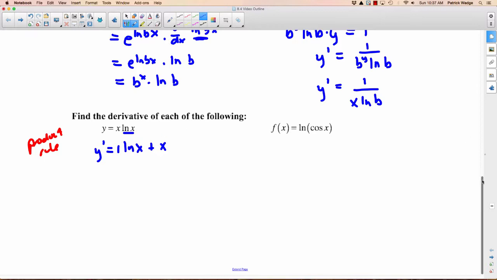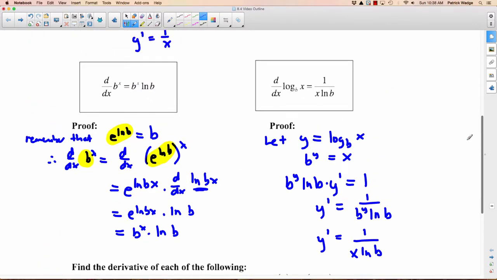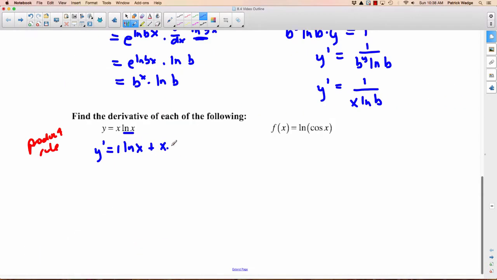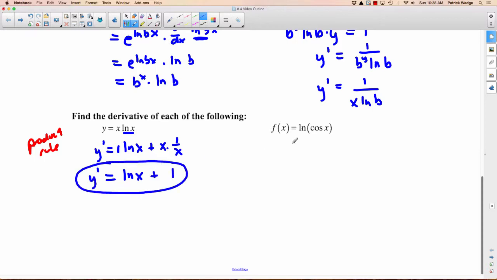Well, we just learned up here that the derivative of the natural logarithm of x is equal to 1 over x. So we're multiplying by 1 over x. Okay, so 1 times natural logarithm of x is just natural logarithm of x, and here you have x times 1 over x. The x's cancel, you're just left with 1. And there's your answer.